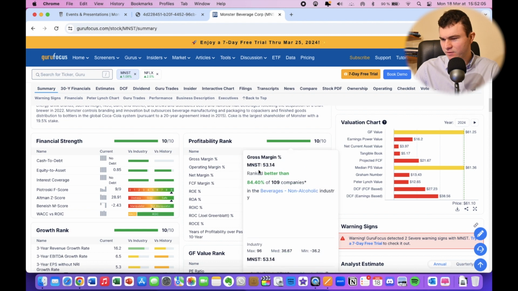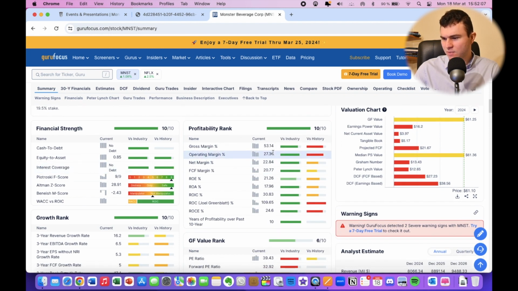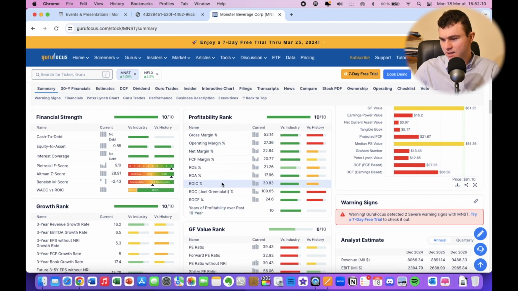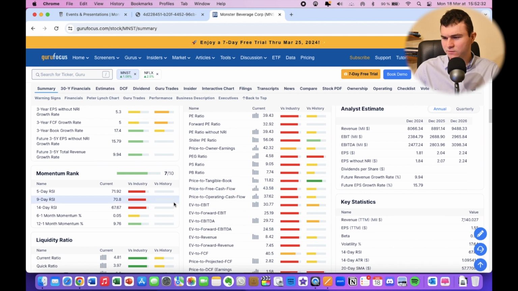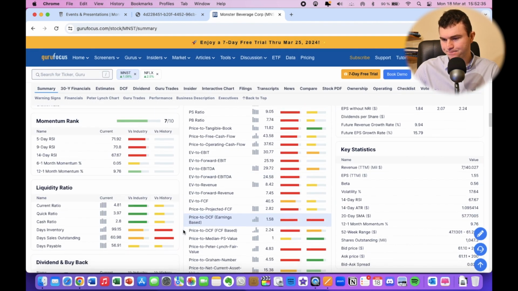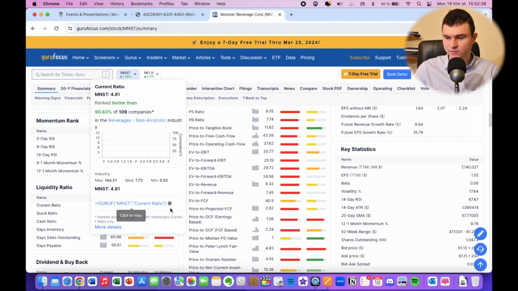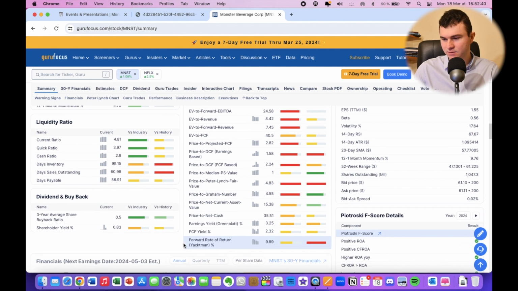And if you scroll down, what do you have here? Gross margins, 50. Operating margins at 27, okay. Return on invested capital, 30%, okay. PE ratio, 40. Forward PE ratio, so the earnings for next year with all the forecasts that Wall Street makes. So they estimate that the PE for next year's earnings will be 33. PEG ratio at 5, okay. Price to free cash flow, 43, okay. Current ratio at 5, that means I don't think they have a lot of debt.